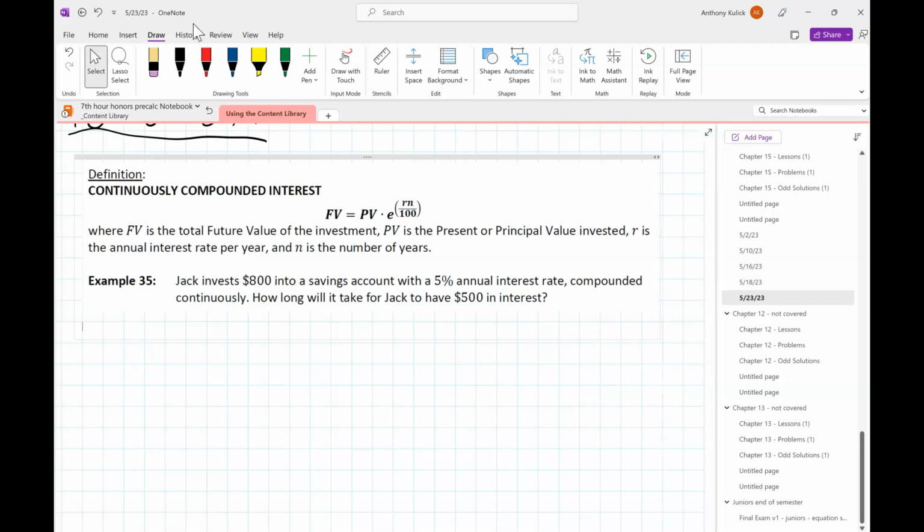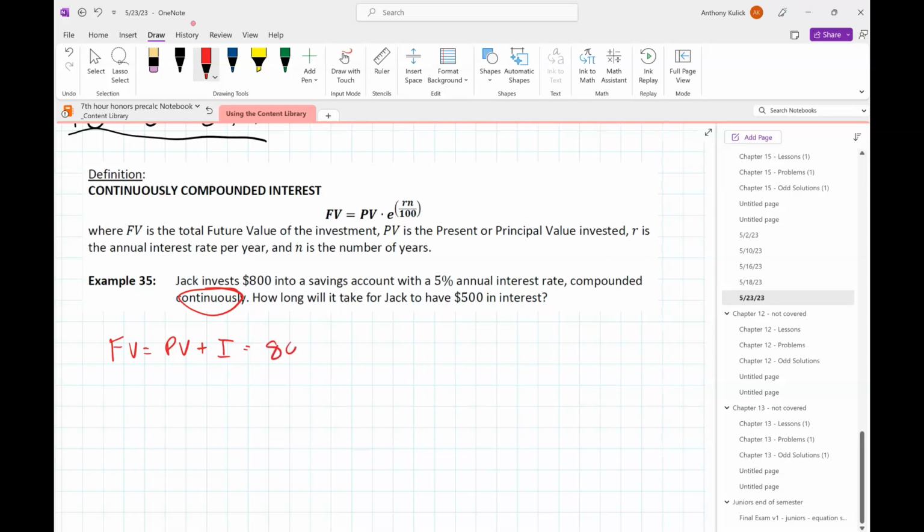So this says Jack invests $800 into a savings account with a 5% annual interest rate, compounded continuously. That's the key word there, right? How long will it take for Jack to have $500 in interest? So remember, future value is just present value plus interest. So the future value that we're looking for is 1,300, and then we'll just plug her in.